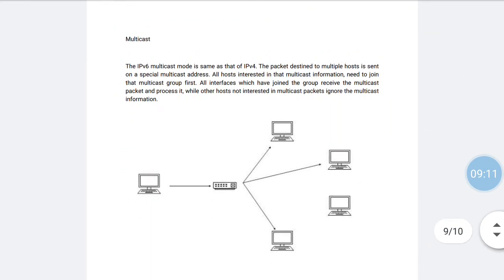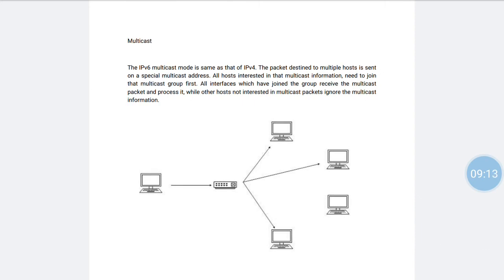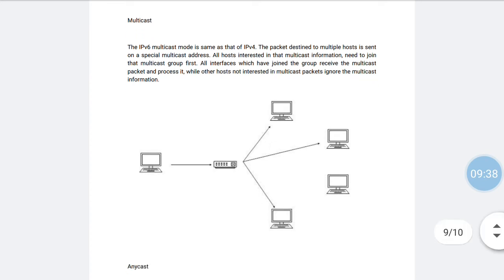This is the multicast mode. The multicast mode is the same as in IPv4. The packet destined to multiple hosts is sent to a special multicast address. All the hosts interested in that multicast information need to join the multicast group first, and then it is sent to all the hosts which have joined.